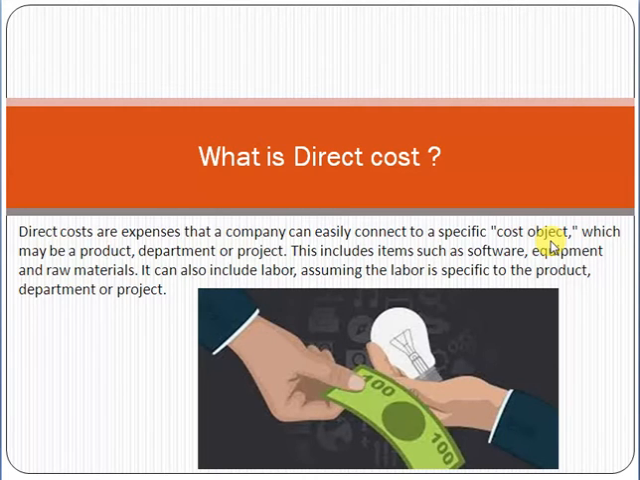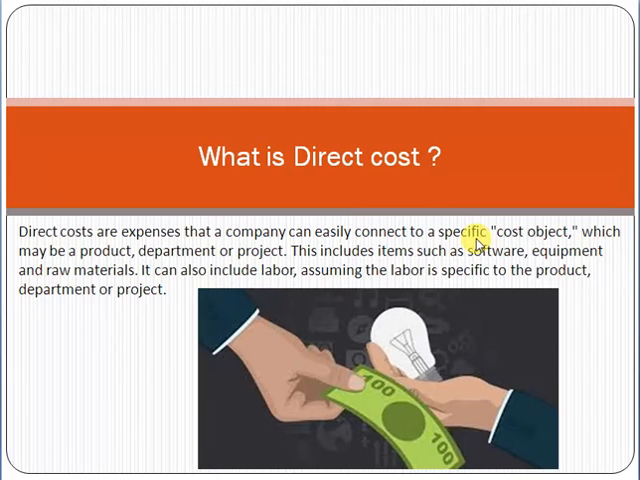So hiring of that person, the cost pertaining to what you are giving as a salary, is a direct cost. So what is the criteria by which we can decide that it is a direct cost? Direct costs are the expenses that a company can easily connect to a specific cost object. See friend, if you can connect a cost object with the expense, that means it is a direct cost.